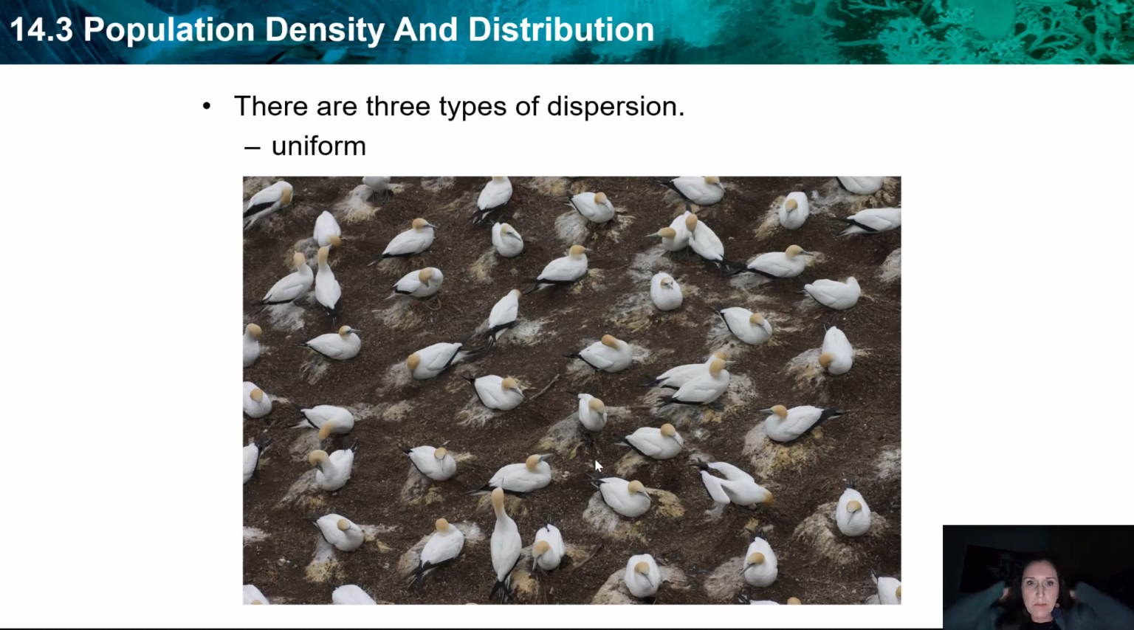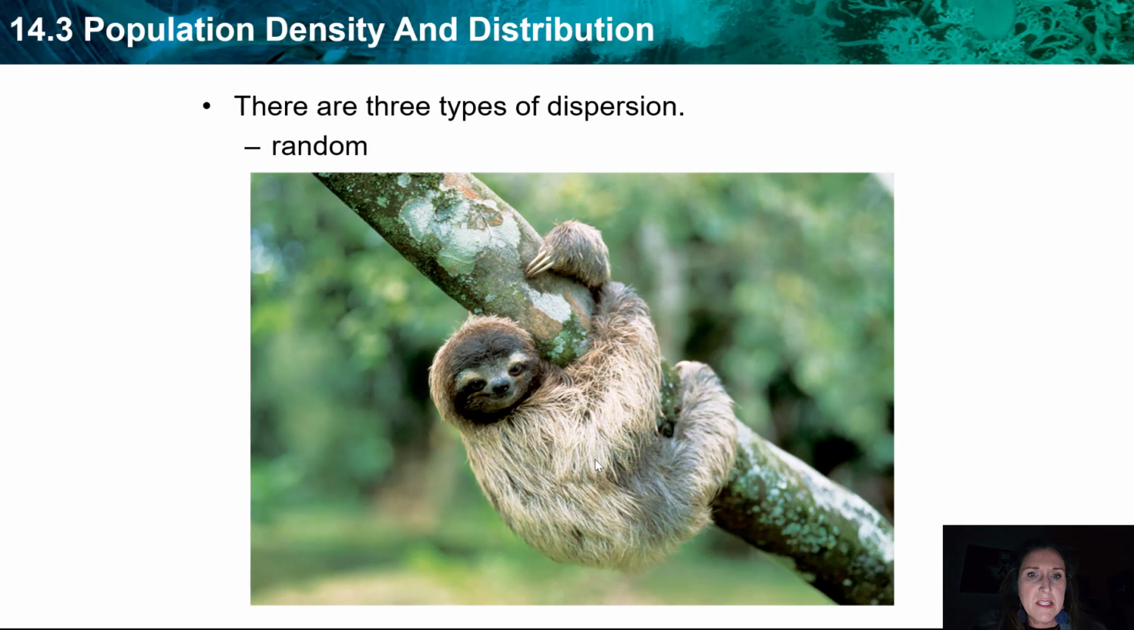Uniform. So this is like penguins in a nest, or these seabirds, I think, and they have their nests pretty evenly spread apart so that they can each have space to grow their own little family. And random is like a sloth. You randomly find them. They move from tree to tree. They sort of either live solitary or in family groupings, but they all kind of intermingle together. And like I said, with plants, that's going to be where the wind has dispersed the seeds, so they don't have any control where the seeds landed.